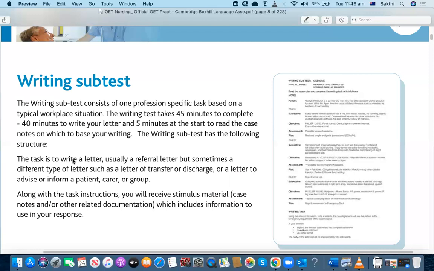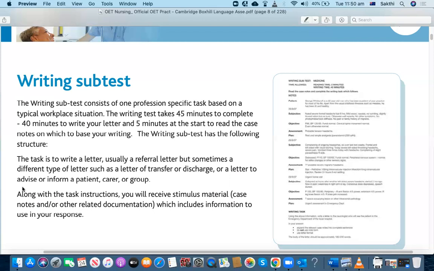So in total we have 5 different kinds of letters: referral, discharge, request, information, and transfer. So we have 5 different letters that you may get. And you have to practice a wide variety of letters before you appear in the examination, because you need to be exposed to a wide variety of settings as well as a wide variety of recipients. Then only will you be able to feel more confident before you sit the actual OET writing subtest. Is that clear with everyone?